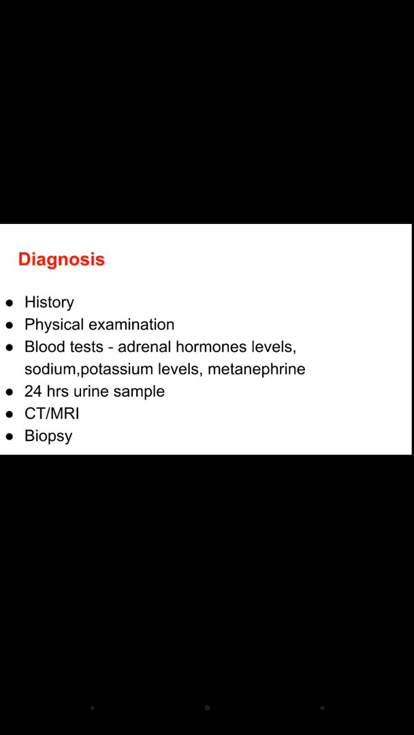So now, how to diagnose these adrenal tumors? Obviously, history and physical examination are the foremost, in which family history is important. Then in the blood test, we will check for hormone levels, sodium and potassium levels, and metanephrines. These are the metabolites of norepinephrine and epinephrine, and these will definitely increase in the blood levels. A 24-hour urine sample also assesses the catecholamines and metanephrines. The CT and MRI will evaluate the tumor size and location, and what the management should be, whether surgery, radiotherapy, or chemotherapy.